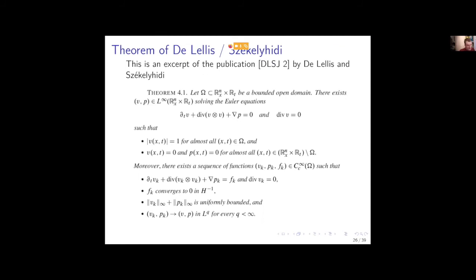So the end result here is that if you have any bounded open domain in R^n times R, then you can construct L infinity weak solutions, right? So here, we take v that are in L infinity, and they solve the Euler equations. Of course, this is in the weak sense, right? Because they're not even differentiable, such that the velocity inside of that bounded domain omega is always 1, right? And outside of omega, it's all 0, right?